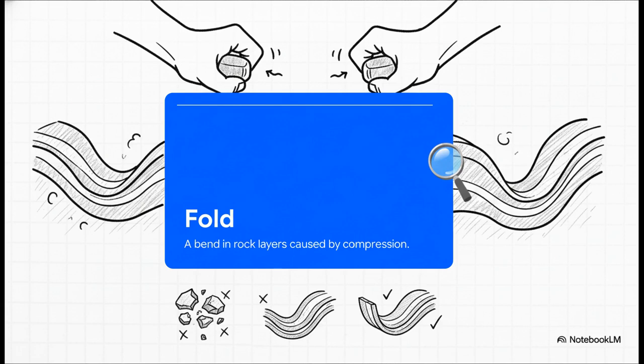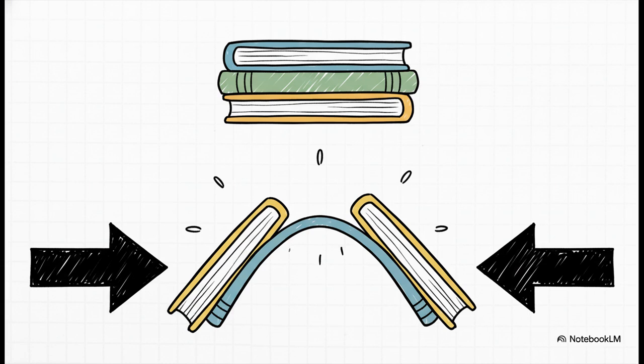That's the key. Here's another way to think about it that might help. Imagine a stack of books, right? You push on both ends, they've got nowhere to go but up, arching into a bend. That arch is a fold. The Earth's crust is just a much, much, much bigger stack of books.